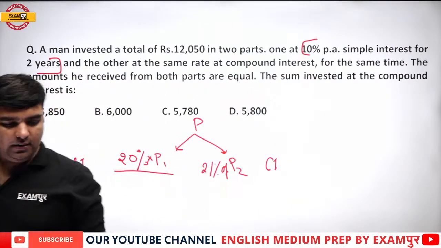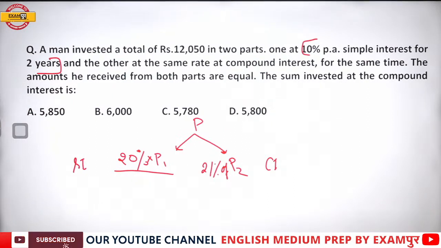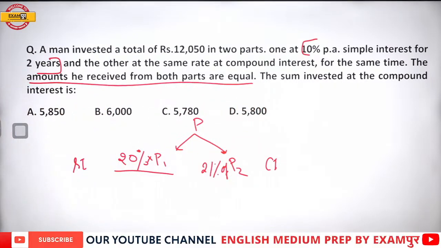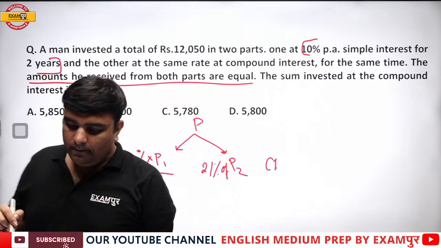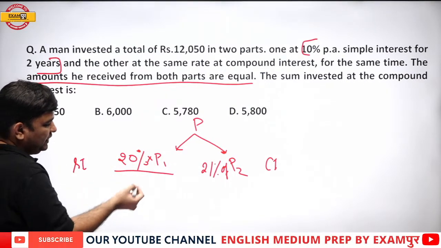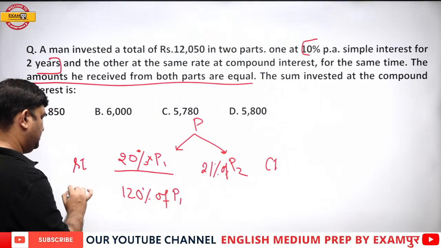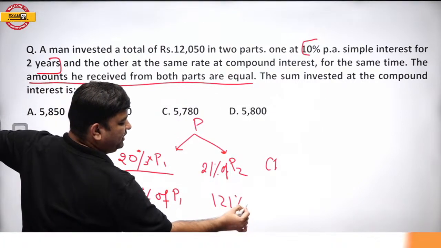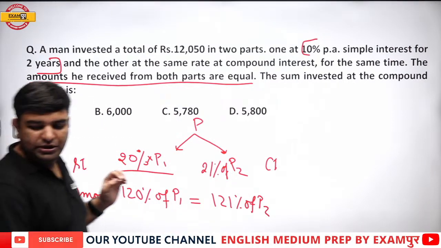Now we have to check whether the amounts are given equal or the interests are given equal. The amounts are given equal, not the interests. So, what would be the amount? Add the P1 as well. So 120% of P1 is the amount, and 121% of P2 is the amount. They are equal to each other.